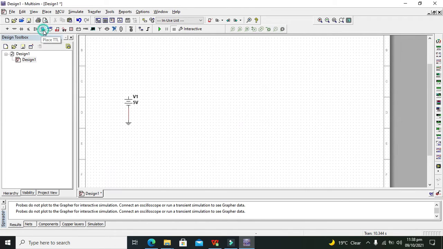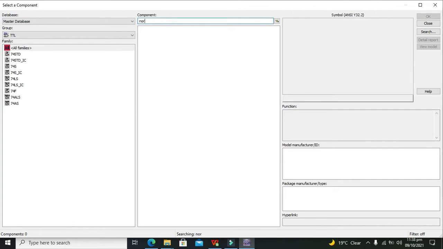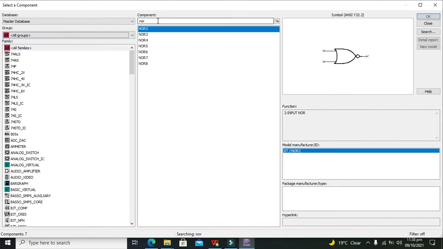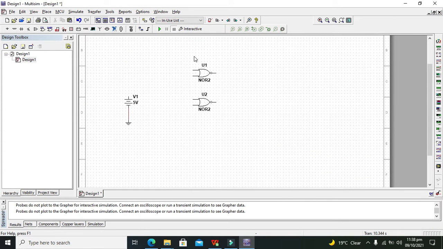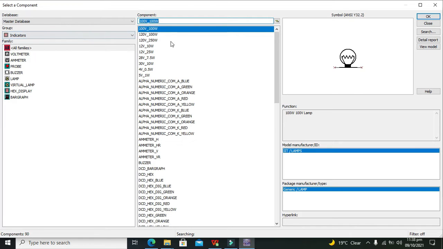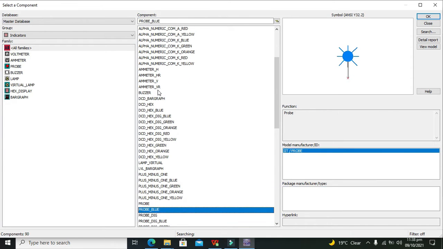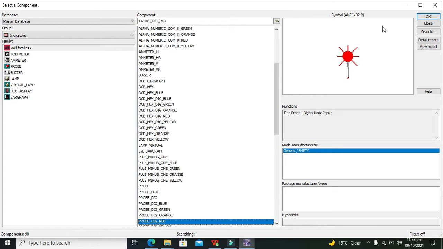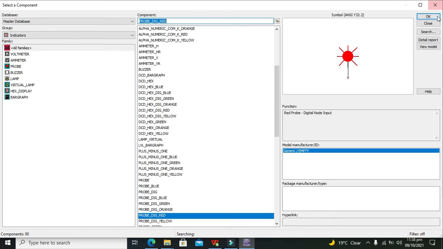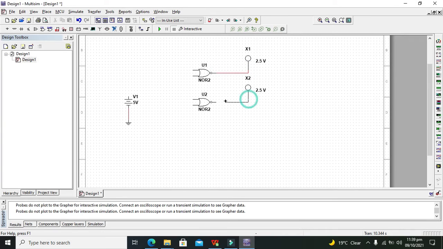After it, we will go to our TTL and write here NOR gate. We can also use the NAND gate, but here we are just using these NOR gates. Okay, now we need two indicators for the output. So this is our indicator probe. We can use two indicator probes to connect them to the output of the NOR gates.